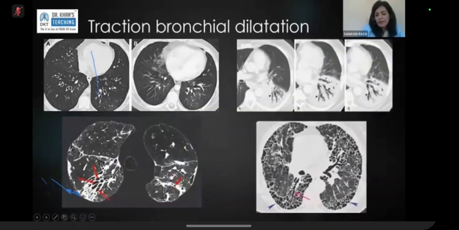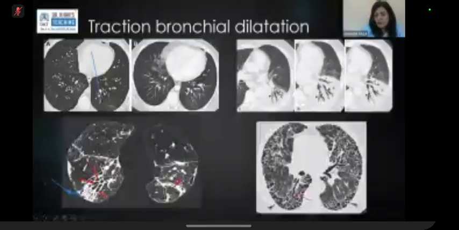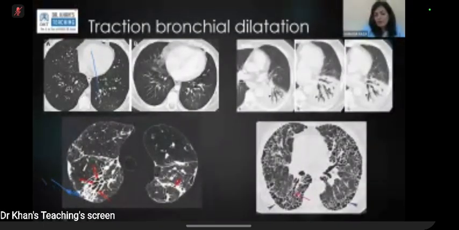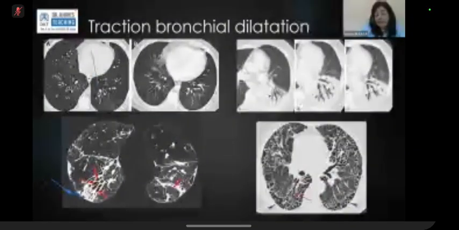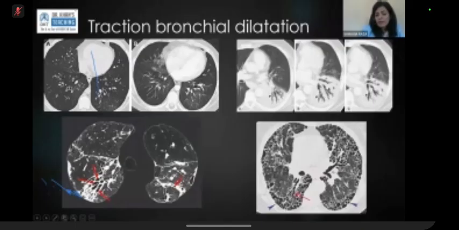This one, again, you can very clearly see that the lung around it is very abnormal. It was so grossly abnormal that this patient actually has signs of end-stage fibrotic lung disease. One way of trying to figure out whether that's primary bronchiectasis or traction bronchiectasis, bronchial dilatation, is to look at the vessel wall, bronchus wall. Sometimes the bronchus wall can be very squiggly or irregular. That's usually a very specific sign of traction bronchial dilatation.